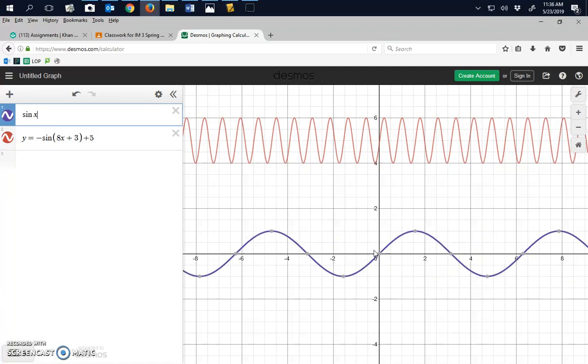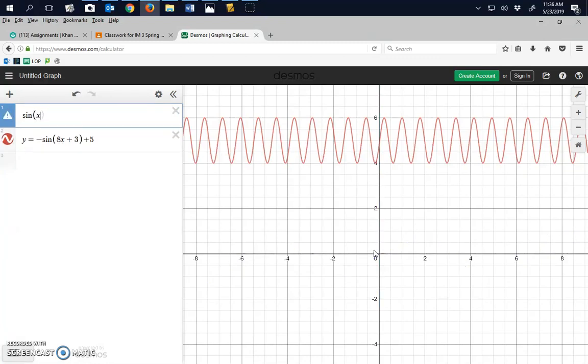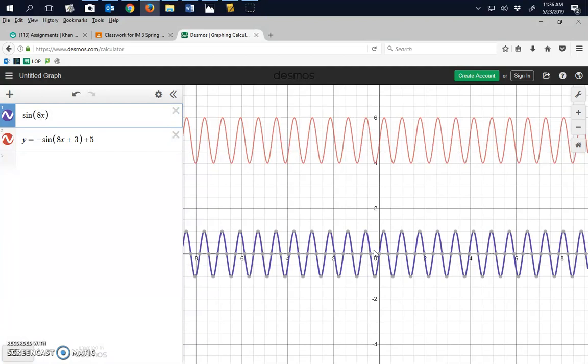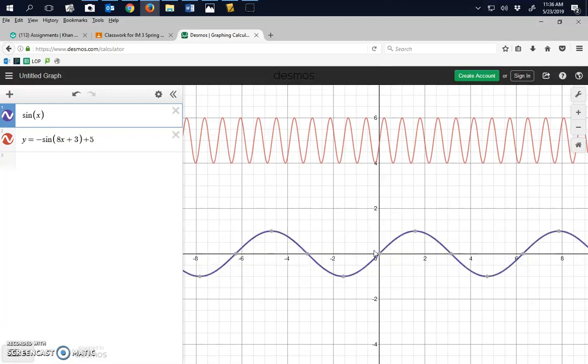If we make parentheses around our x and we put an 8 in front of here, well, it just makes it oscillate really fast, okay? Does not change our amplitude. So that number does not impact it.